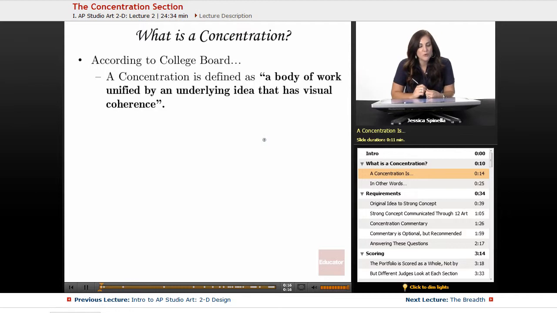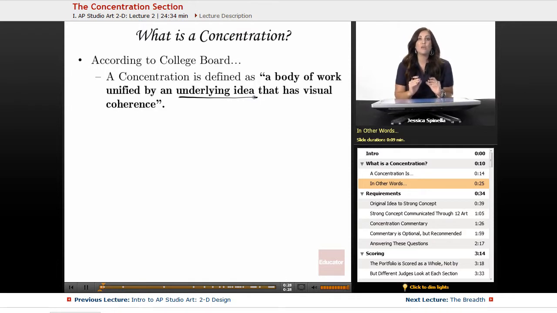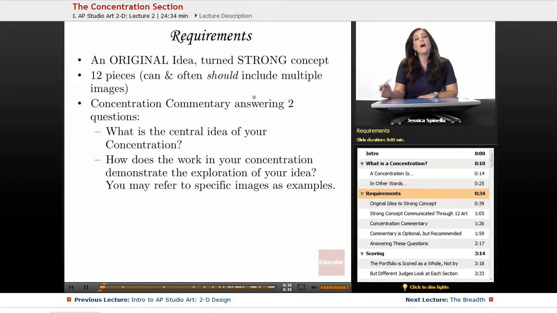According to the College Board, a concentration is defined as a body of work unified by an underlying theme or idea that has visual coherence. So a concentration is basically a very specific idea that you come up with, that you create a series of work all around. All right, so requirements for the concentration section of your portfolio.